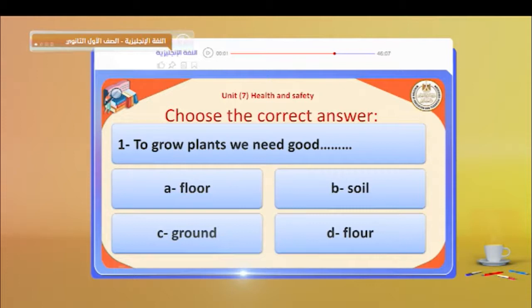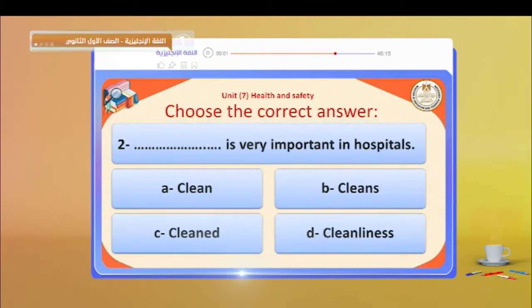Of course, we plant flowers or plants or trees in the soil. So in order to grow plants, we need good soil. Question number 2: what is very important in hospitals? Clean, cleans, cleaned, cleanliness. Of course, here we need a noun.